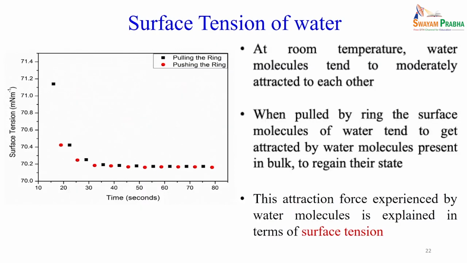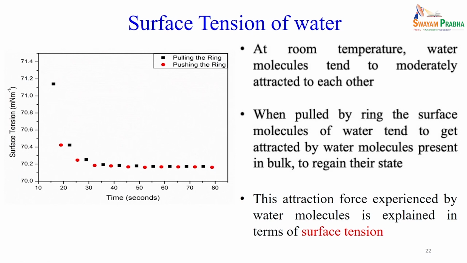So, in this method the surface tension of water was measured, and if you just see, there are two phenomena happening. One is the pulling of the ring, then the pushing of the ring. When it pushes the ring, it again experiences some resistance that is equal to the surface tension, and if it is pulled, it again experiences almost similar resistance that is equal to the surface tension. We can see the black dots represent the force required during the pulling, and the red dots are during the pushing.